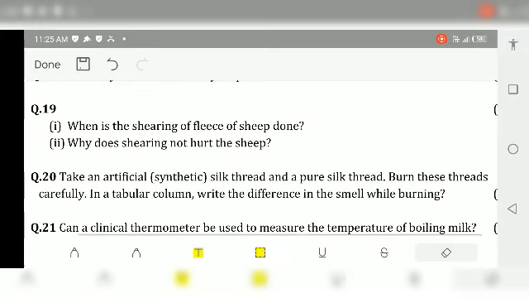Next question is: when is the shearing of fleece of sheep done? Shearing is done only once a year, generally during the hot weather in summer. Next question: why does shearing not hurt the sheep? During shearing, the layer of hair along with the thin layer of skin which is dead is removed, hence it does not hurt the sheep.